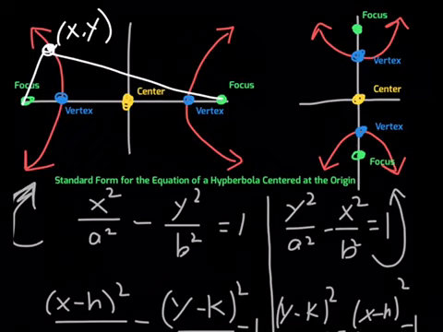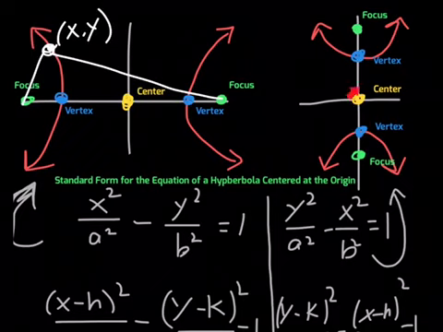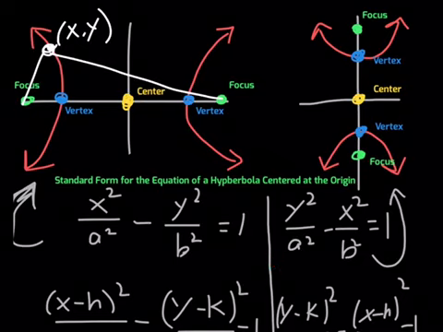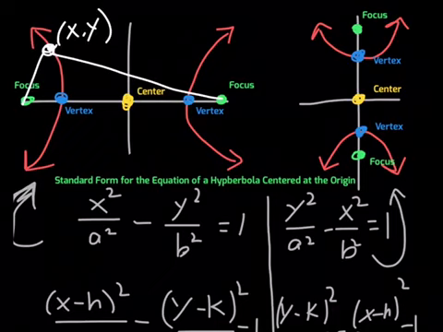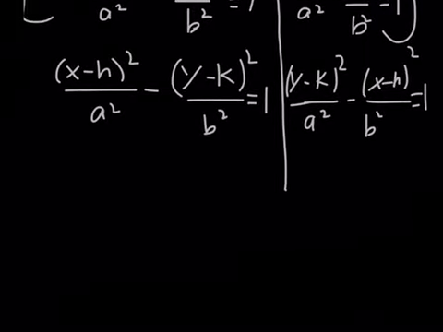C is the distance from the center to the focus. Same thing over here, everybody. For this hyperbola opening up and down, the distance from the center to the vertex is A. C is going to tell you the distance from the center to the focus. So let me tell you how to find C, okay? This is how you find C.